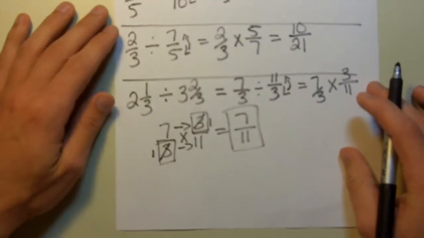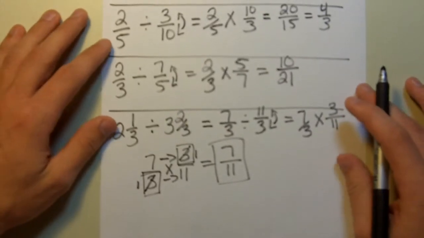So that's how to divide fractions. What you're really doing is just flipping and multiplying.